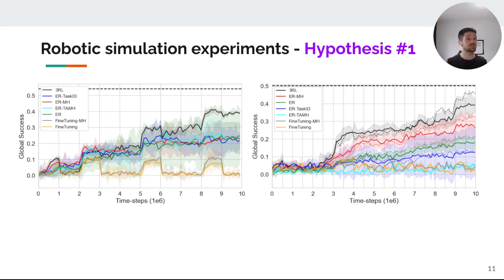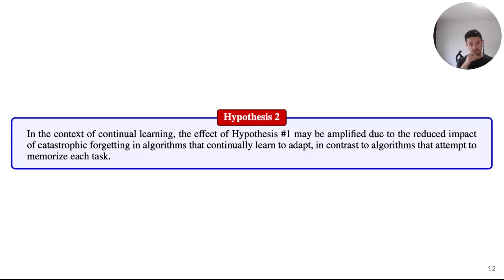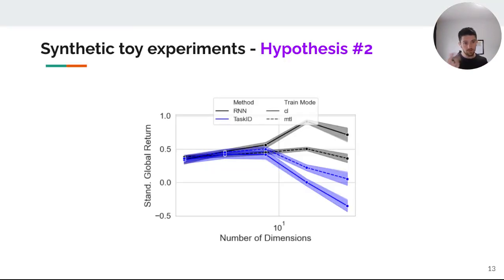It also led us to a second hypothesis, which is that maybe the effects of hypothesis one are amplified in continual learning compared to multitask learning, because performing continual task memorization might cause a lot more forgetting than performing continual fast adaptation. So again, we investigated our hypothesis in the synthetic benchmark.